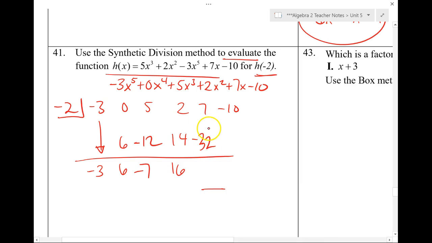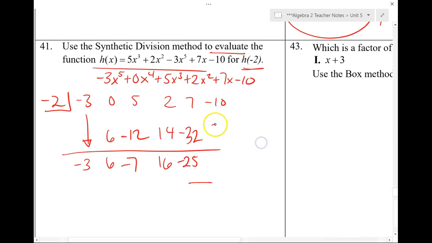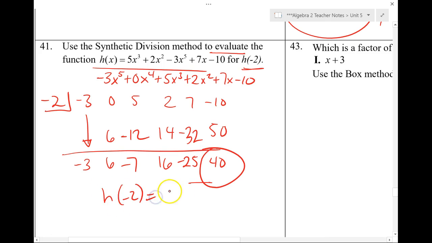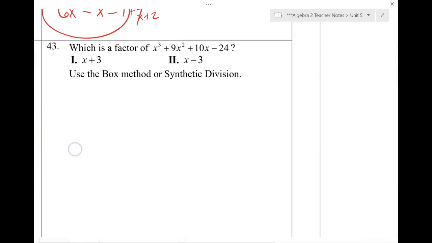And then 7 minus 32 is going to be negative 25. Negative 2 times negative 25 is going to be 50. And then negative 10 plus 50 would end up being 40. So there's my answer. So now h of negative 2 is equal to 40. So remember that last number is going to be your answer.